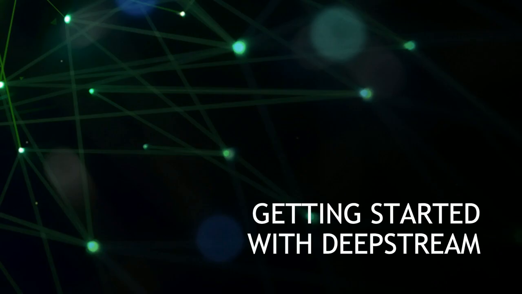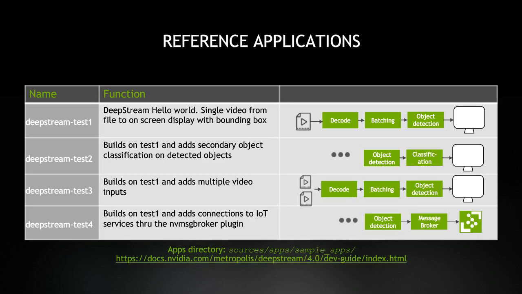In this section, we'll go over several reference examples to get started with DeepStream. These are some of the reference applications that are packaged as a part of the SDK. If you're just getting started with DeepStream, this is your starting point. All the source code is included in the package. The first app is DeepStream Test 1. This is a basic hello world to DeepStream.